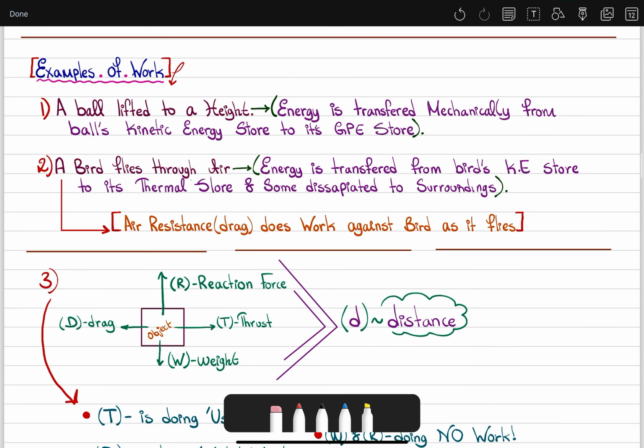So now we can move on to some examples of work. The first one: a ball is lifted to a height. Energy is transferred mechanically from its kinetic energy store to its GPE store. Another example: a bird is flying through air. Energy is transferred from the bird's kinetic energy store to its thermal store, and some is dissipated to the surroundings as thermal energy. A quick note is that air resistance or drag does work against the bird as it flies. Air resistance or drag goes in the opposite direction of the bird's motion, as it is the frictional force in fluids, which are gases and liquids.